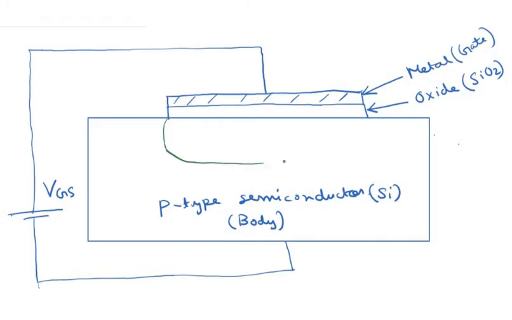So if I keep on increasing this voltage VGS, initially the holes would be repelled away and negative charge would be created near the surface. This negative charge belongs to immobile ions, or immobile charges, and these charges form the depletion region. So a depletion region is created when we initially increase this voltage VGS.